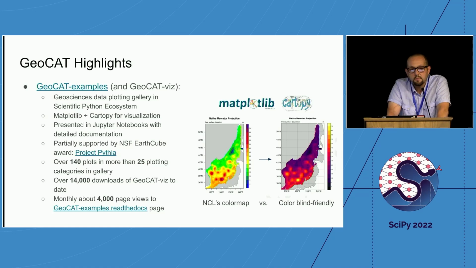And there are also some other research approaches from the GeoCAT team, like transitioning NCL's regular color maps to more colorblind friendly versions.